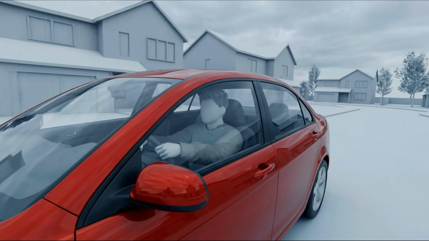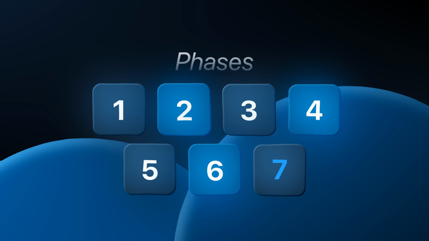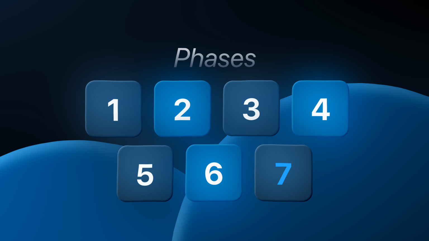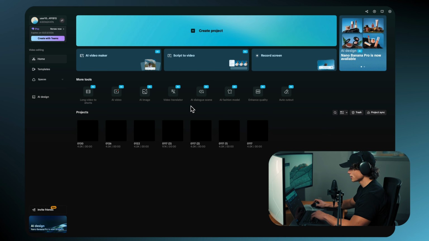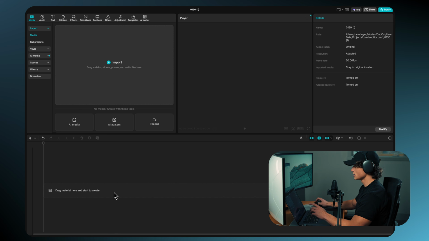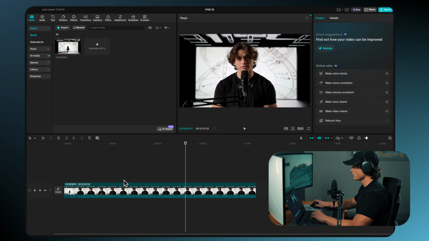Now let's hop inside CapCut and I'm going to show you the 7 phases I will typically go through when creating videos like this. Phase 1 is creating the project and importing the footage. With CapCut open, I'm going to select Create Project. Now we can drag in our voiceover, or if it's a talking head video, we can drag in our footage just like this. For this example, I'm using both my own footage and voice along with AI generated content.